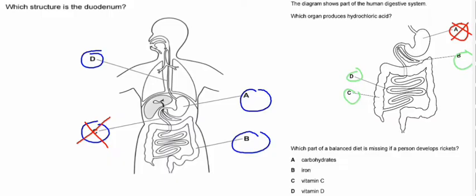The next question. Which part of a balanced diet is missing if a person develops leakage? It is just vitamin D or calcium. So the answer here is D.